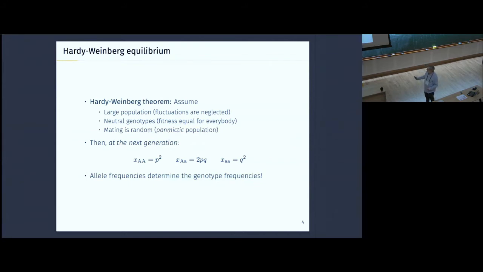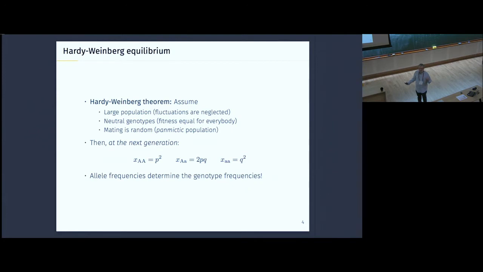But if you make these assumptions, then you get this: in the next generation, just in one generation, you reach a fixed point in which the frequencies of the genotypes are given by this one. And in fact, the important thing I want to get out of this result is basically that if Hardy-Weinberg equilibrium holds, you can forget about the genotype frequencies and just focus on allele frequencies.